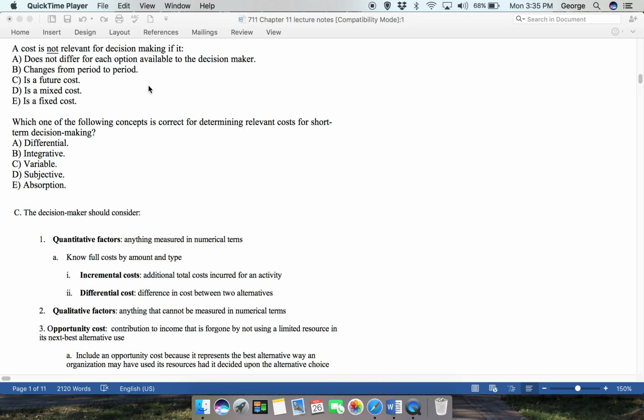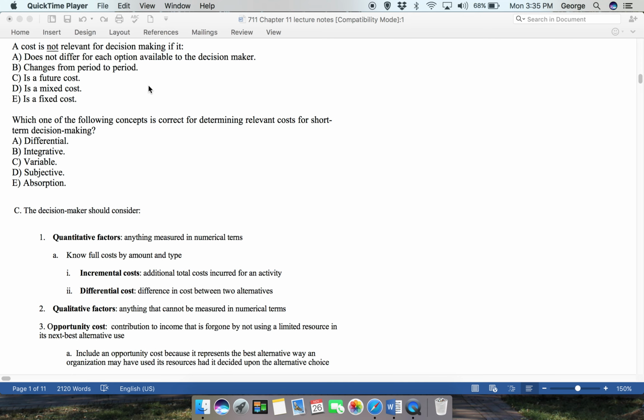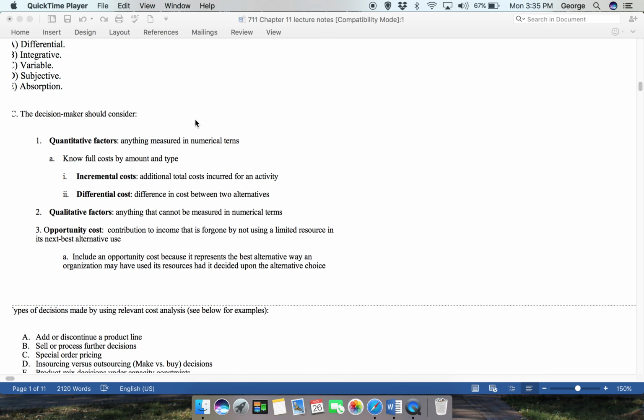And then the second multiple choice: which of the following concepts is correct for determining relevant costs for short-term decision making? It must be differential in order for it to be a relevant cost. Differential and future. All right.